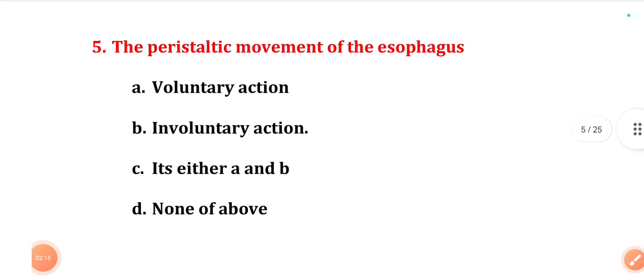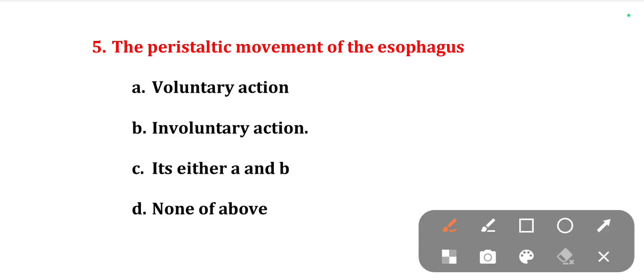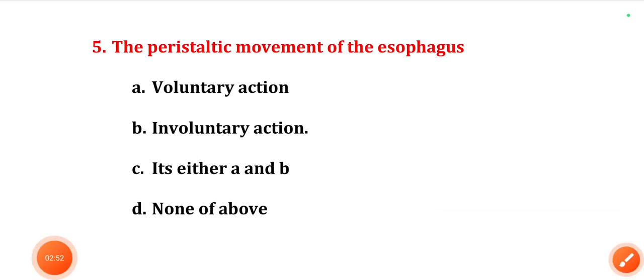The next one is the peristaltic movement of the esophagus. Option A, it is a voluntary action. Option B, it is an involuntary action. Option C, either A or B. Option D, none of the above. The right one is that it is an involuntary action. In the esophagus we can observe peristaltic movements which are not controlled by the person, so it is an involuntary peristaltic movement.